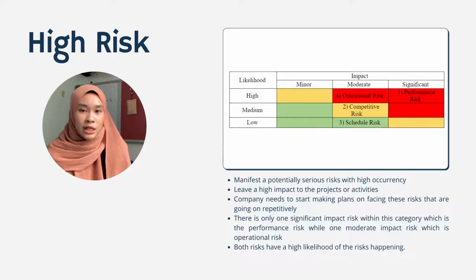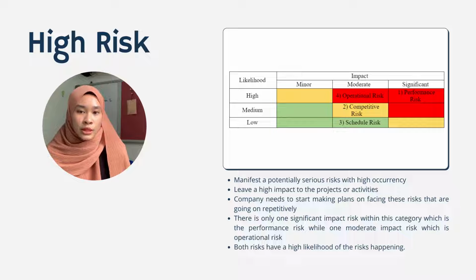As for the high risk, usually activities in this category manifest a potentially serious risk that is highly likely to occur. It will leave a high impact to the projects or activities conducted by WCE Holdings Berhad. The company needs to start making plans on how to face these risks that are going on repetitively. There is only one significant impact risk within this category, which is the performance risk, while one moderate impact risk, which is operational risk. Both risks have a high likelihood of the risk happening.